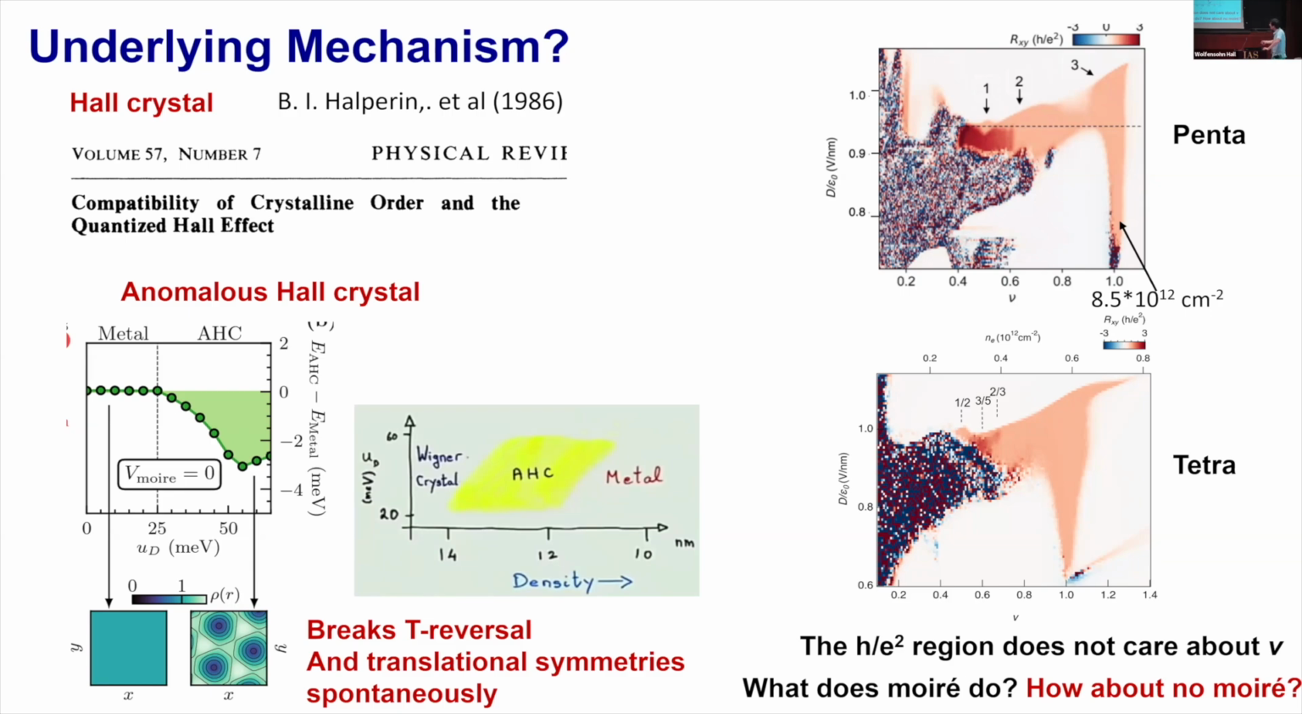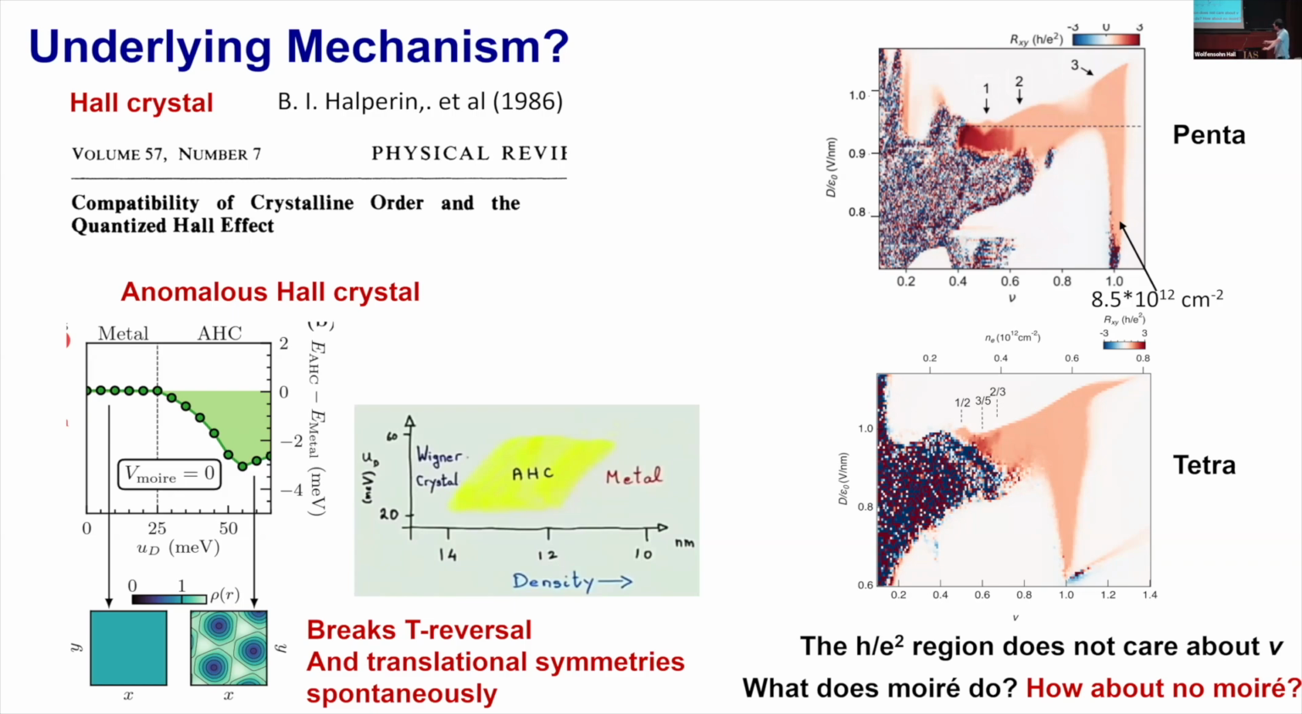So this is a new topological state. It's kind of the topological version of a Wigner crystal, if you can think about it that way. And in this case, it doesn't really depend on Moiré, because the anomalous Hall crystal forms the integer filling of a lattice of itself. So it can expand, it can shrink depending on the charge density, but it doesn't need to be commensurate with anything else.